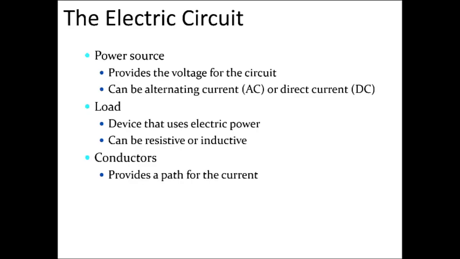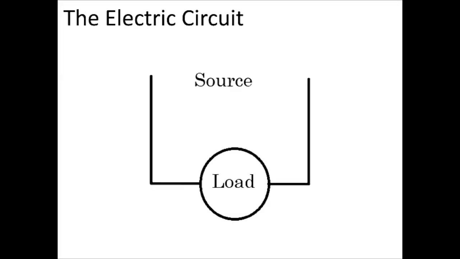In order to have a circuit, we must have a power source. This provides the voltage for the circuit. It can be either alternating current or direct current. There must be a load, and this is a device that uses the electrical power. It can be resistive or inductive, and conductors which provide a path for the current. So let's take a look at a simple circuit.